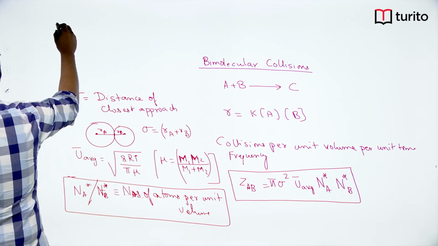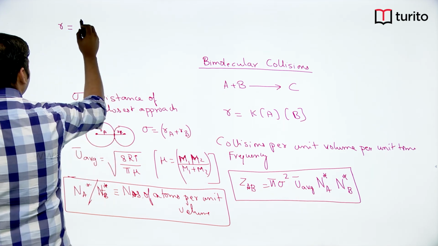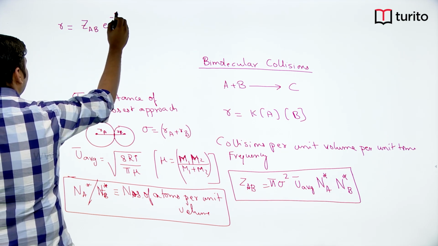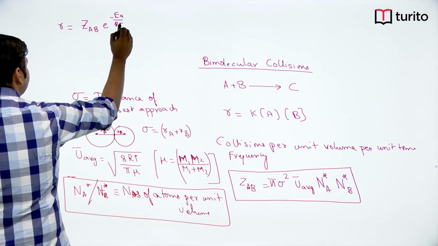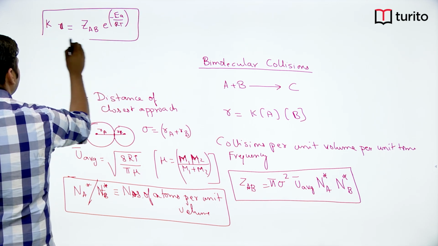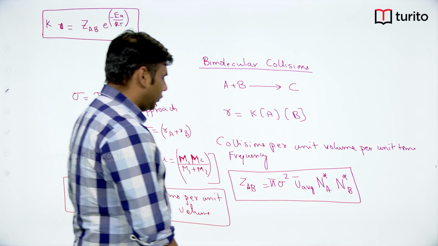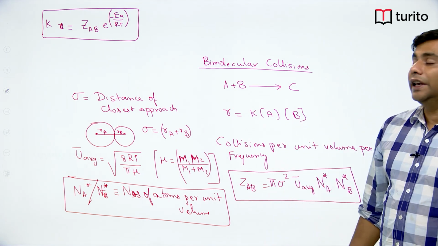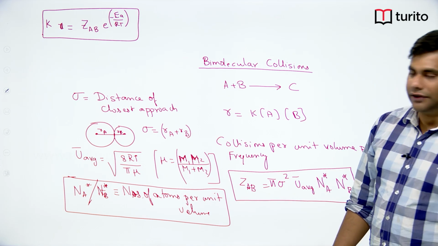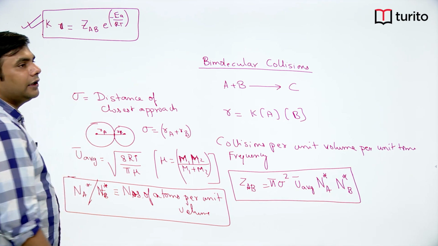So if we write the rate equation as rate is equal to k, now we have understood that k should be equal to collision frequency into e raised to minus Ea by RT. So this is basically the rate constant. K is equal to collision frequency into the fraction of molecules possessing energy greater than activation energy. So this was basically given by the collision theory.